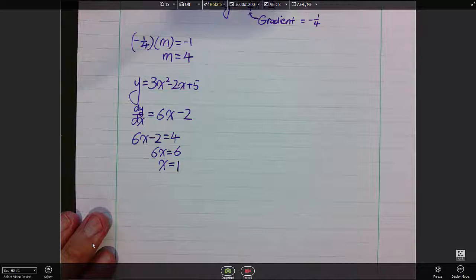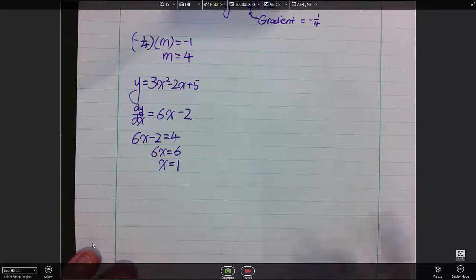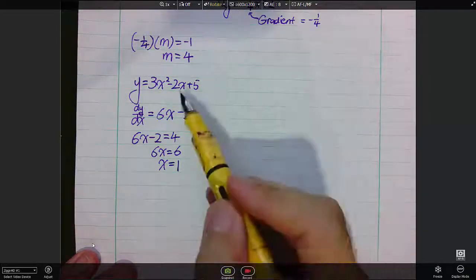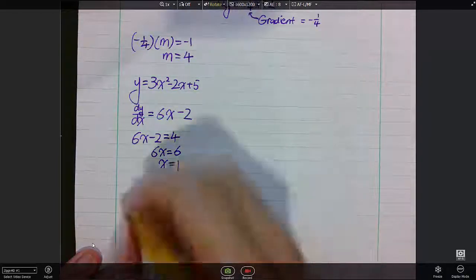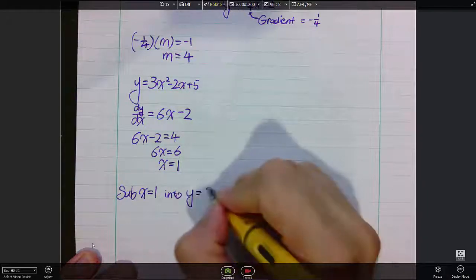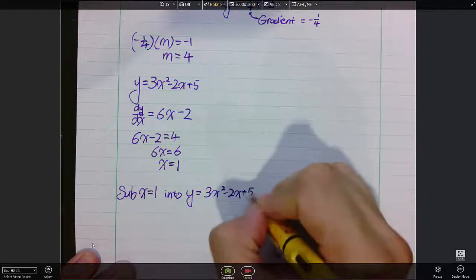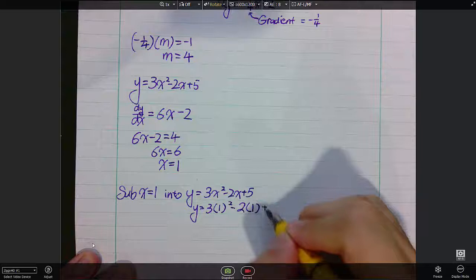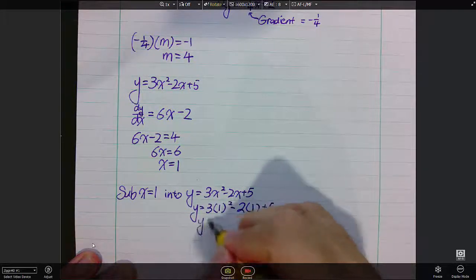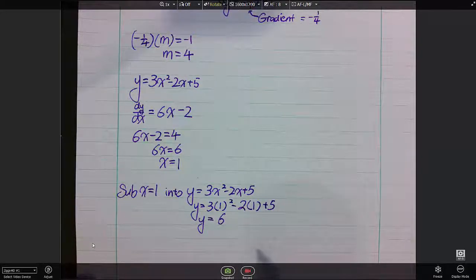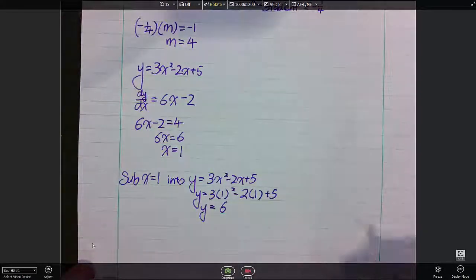And remember, in order to find the equation of the tangent, I'll need a y value. So where do I sub this x value in to find my y value? I sub into the original equation. So I substitute x equals 1 into y equals 3x squared minus 2x plus 5. My y value is 3 times 1 squared minus 2 times 1 plus 5, and I find that my y value is 6. Now I have an x value, a y value, and I also know the gradient already. So all that is left to find is the y-intercept.